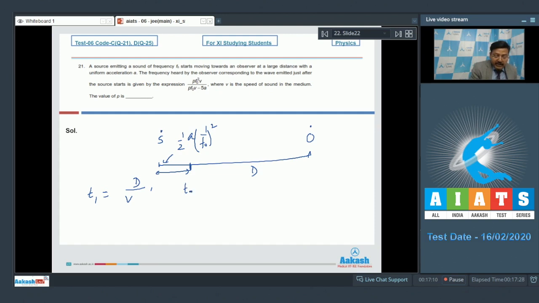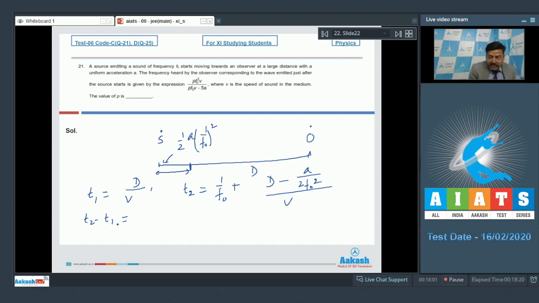So time t2 will be, the pulse is emitted at time 1 by f0 after the first pulse, so that time will be there, plus the time it takes for this pulse to reach the observer, and that time again can be given by the distance, which is d minus a by 2 f0 square, divided by v. This is t2. We now find t2 minus t1, and we have to find the frequency, so we find t2 minus t1, and the inverse of t2 minus t1 will give us the frequency.